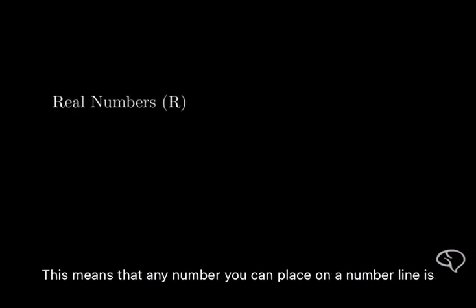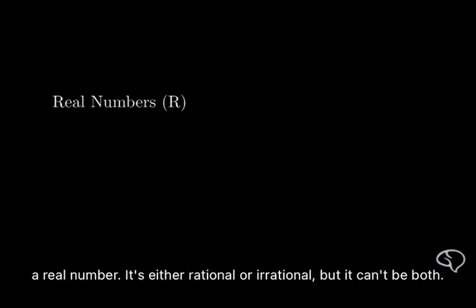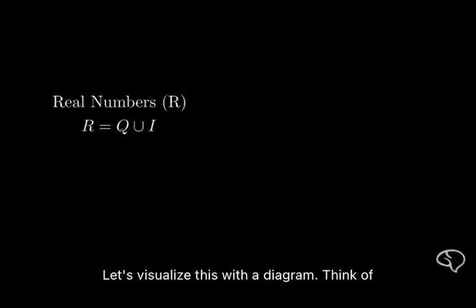Now that we've defined rational and irrational numbers, we can put them together to form the set of all real numbers. The real numbers, denoted by the letter R, are simply the union of the set of rational numbers and the set of irrational numbers. This means that any number you can place on a number line is a real number. It's either rational or irrational, but it can't be both.